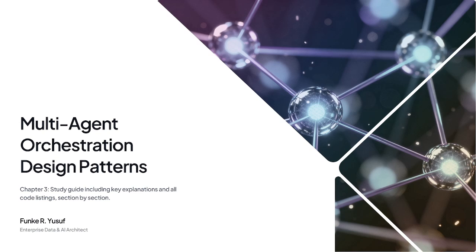So, multi-agent orchestration pattern, design pattern for the orchestration layer. This is the core topic of the book, and we'll break it down so you understand. So, a study guide, including key explanations and all code listing section by section. The code listing section by section is in the textbook. It's also in the code repository, which I'll put the link below, and the link is also in the textbook.